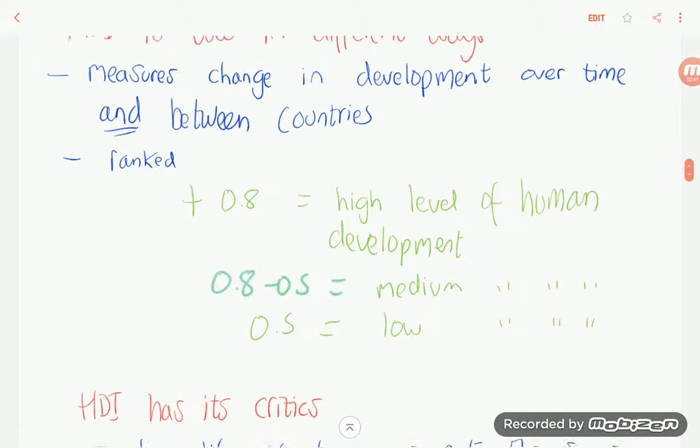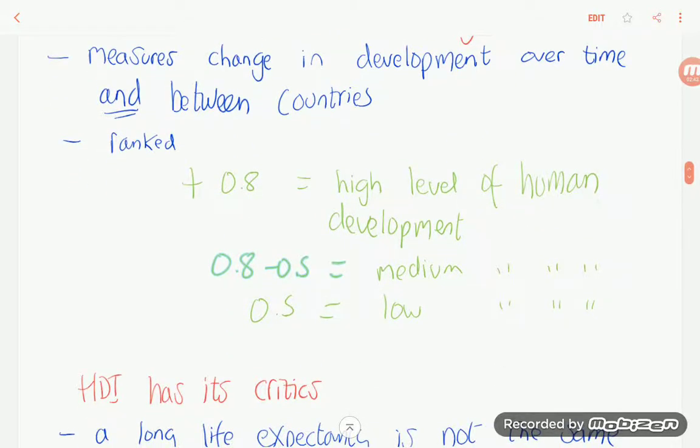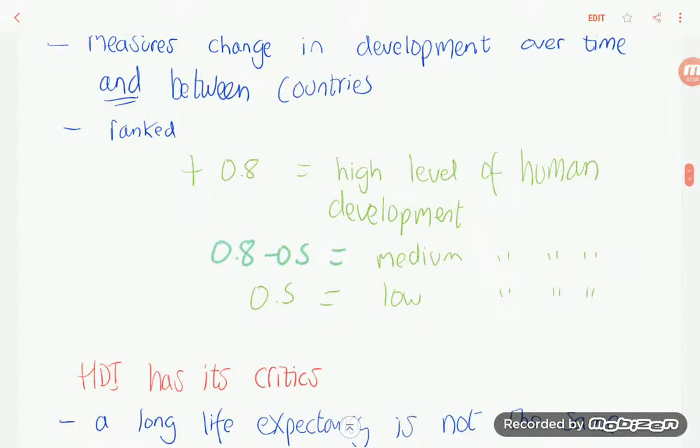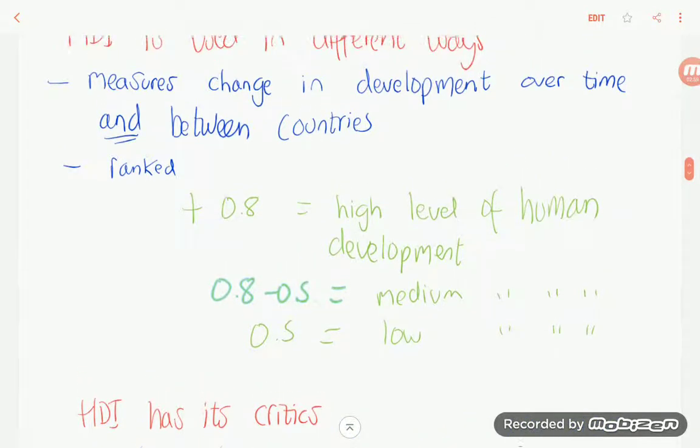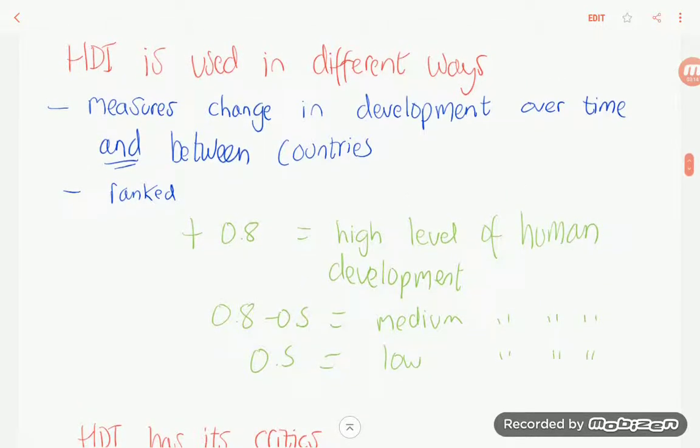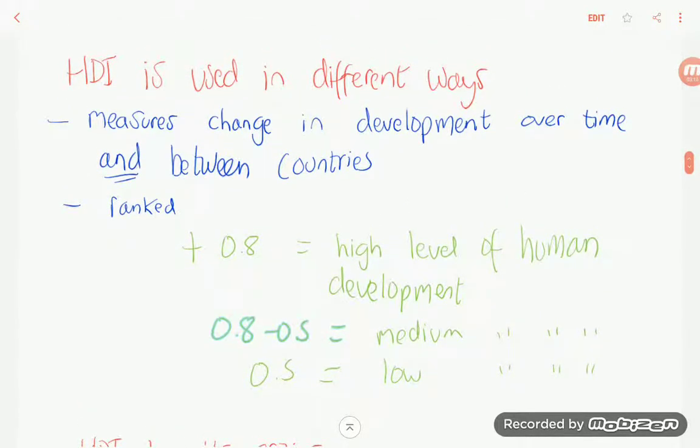Above 0.8 would indicate a high level of human development. Between 0.8 and 0.5 suggests a medium level of human development. Below 0.5, beg your pardon, shows a low level of human development. In the UK, in 2013, the UK's HDI was 14th in the world and its index was 0.892. So we were ranked 14th, far from number 1, which I think was Norway.